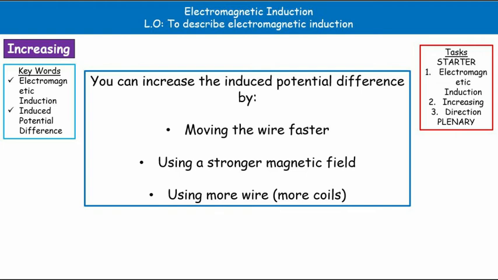And again, it just means that there's more of those field lines being cut by the wire in that same motion. So 3 ways to increase our induced potential difference: move the wire faster, use a stronger magnetic field, or use more wire. So get those written down. I'll give you another 30 seconds if you haven't already got them.